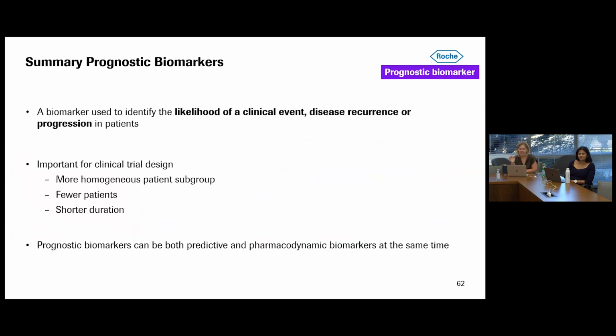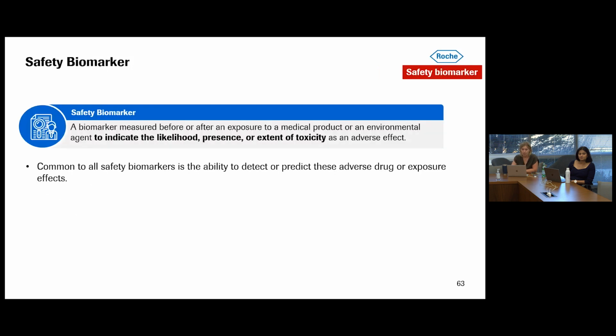Yes. And so that really summarizes the prognostic biomarkers. It tells you about disease progression, really important for trial design. And the same biomarker can serve multiple purposes. Are there any questions on that one?